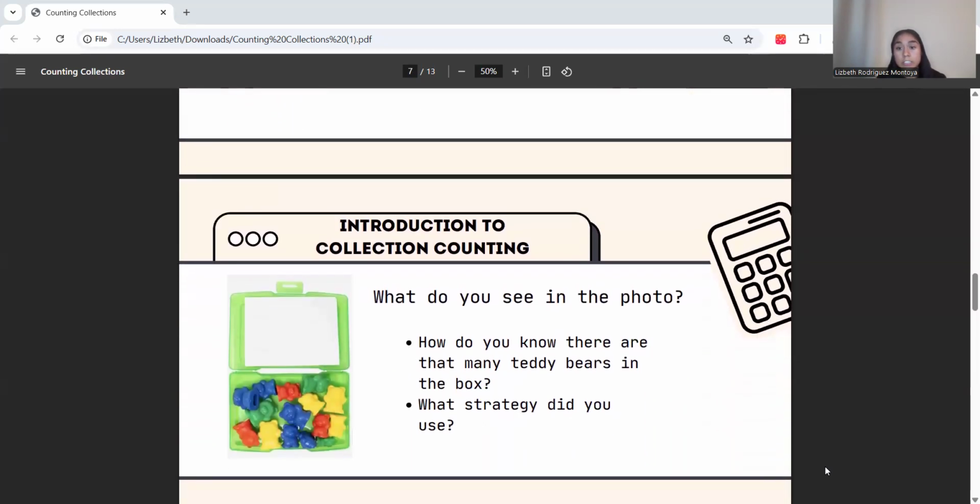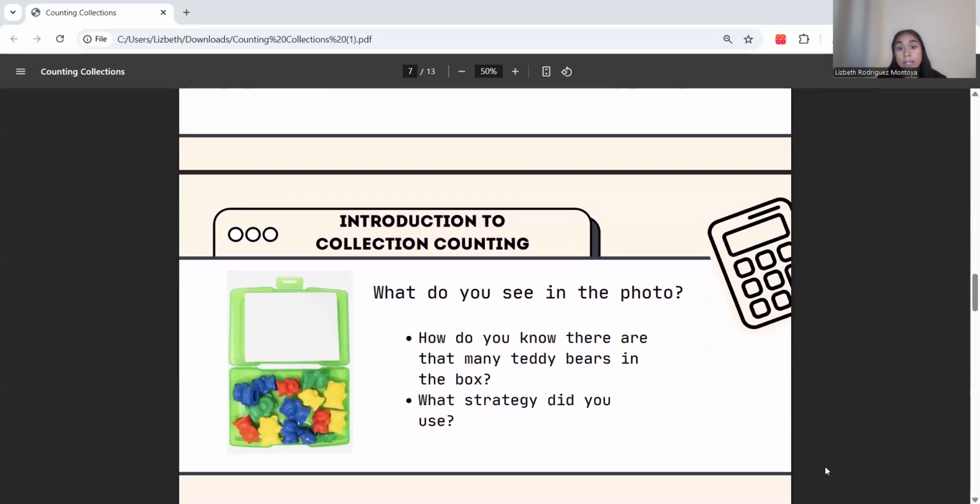So for our introduction to collection counting, what do you guys see in the picture? I am able to see bears, and there are different colors of bears. So how do you know there are that many bears in the box? My guess would be there are maybe 12 bears. What strategy did I use?